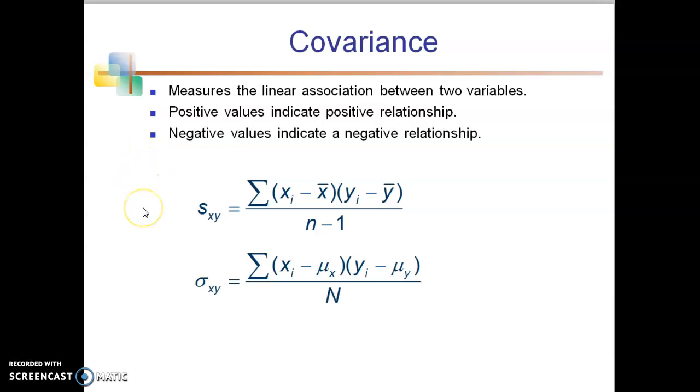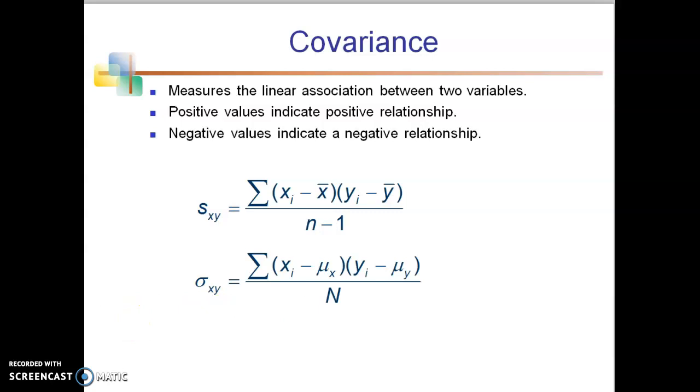Now, the formulas are going to depend on whether you're looking at a sample covariance or a population covariance. Okay? And similar to the way we had sample standard deviations versus population standard deviations, the difference lies in the denominator. If you're looking at a sample covariance, you take the number of elements in your sample and subtract 1. If you're looking at a population covariance, you simply look at the number of elements in that population.